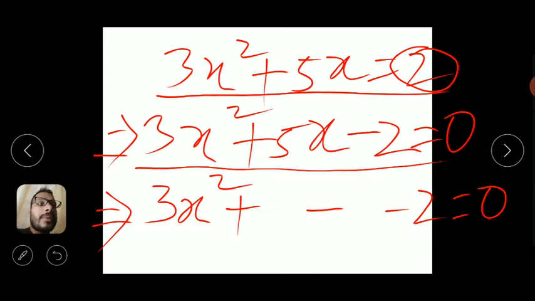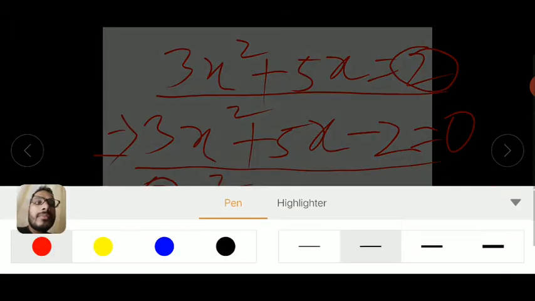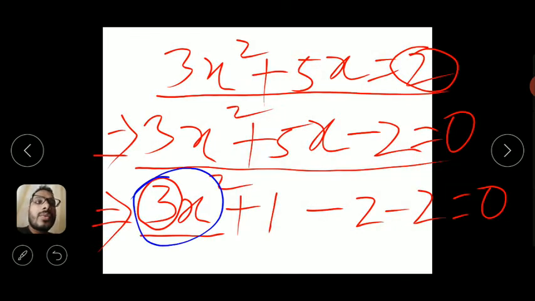We have 2 gaps here, number 1 filling and number 2 filling. So we have to fill these 2 gaps. What numbers do we need to fill these gaps? In order to get those values, the next process is to take the first number, that is 3x square, and the last one, which is a constant, that is minus 2. First is 3x square and the last one is minus 2. So for these two numbers, we have to find the product.